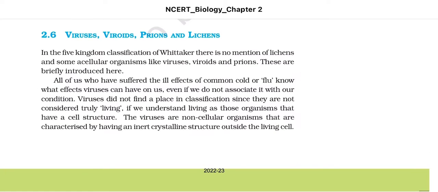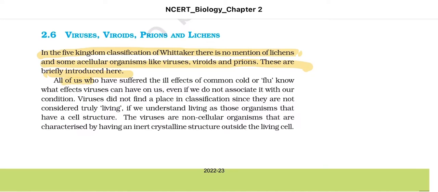Viruses, viroids, prions, and lichens. In the five kingdom classification of Whittaker, there is no mention of lichens and some acellular organisms like viruses, viroids, and prions. These are briefly introduced here.